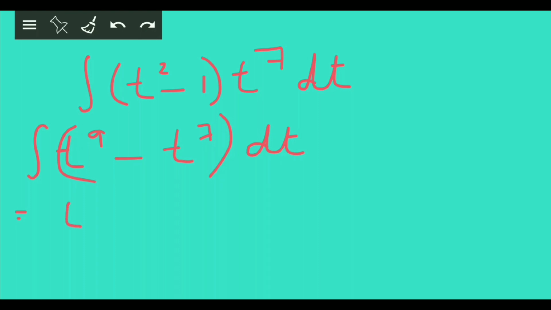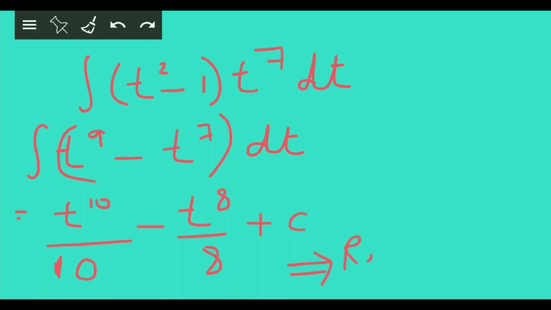And therefore the answer comes out to be: t raised to 9 becomes t raised to 10 upon 10 using the formula for x raised to n, minus t raised to 7 becomes t raised to 8 upon 8, plus c. Now I leave it up to you to resubstitute because t is now x plus 2. So resubstitute and get the answer here. Write the final answer and check it out.